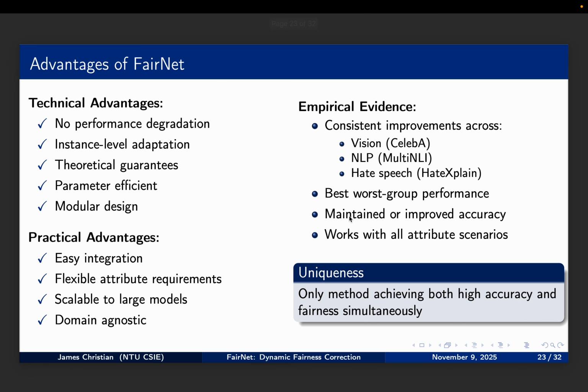Let me summarize the advantages of FairNet. The technical advantages are no performance degradation, instance level adaptation, theoretical guarantees, and parameter efficiency and modular design. The practical advantages are easy integration, flexible attribute requirements, scalability to large models, and domain agnostic application. The empirical evidence shows consistent improvements across vision on CelebA, NLP on Multi-NLI, and hate speech on HateXplain. It achieves the best worst group performance and maintains or improves accuracy. It works with all attribute scenarios. The uniqueness is it is the only method achieving both high accuracy and fairness simultaneously.